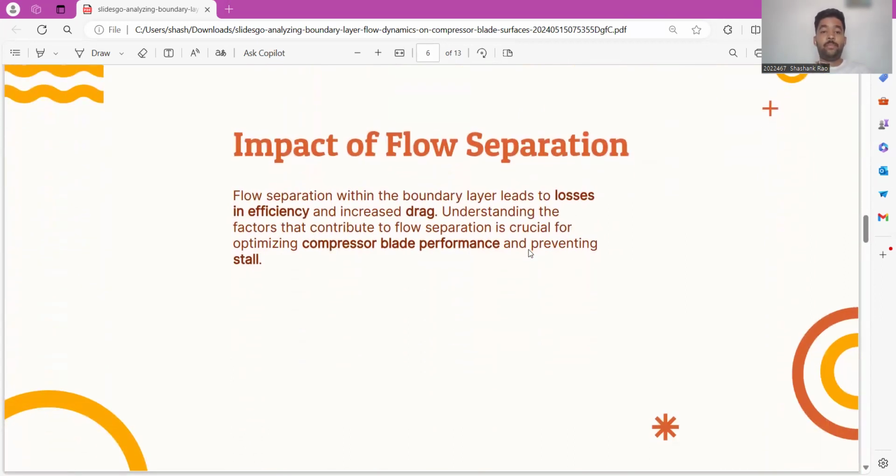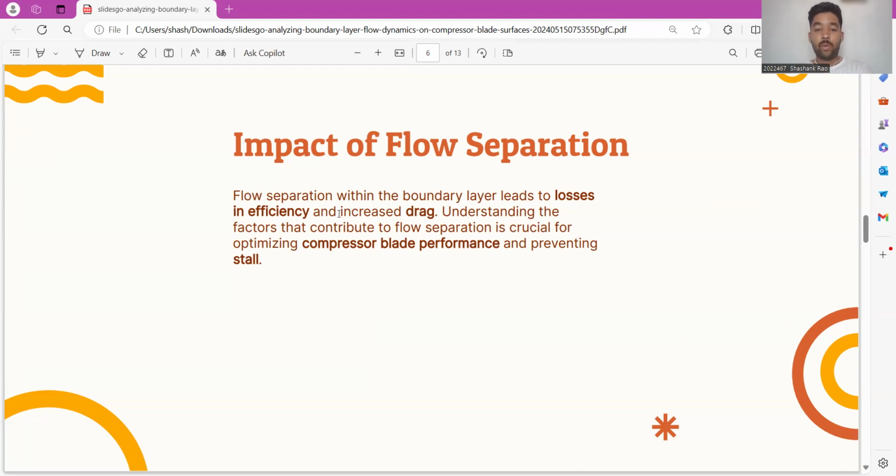Impact of flow separation. Flow separation within the boundary layer leads to losses in efficiency and increased drag. When the flow, due to the boundary layer formation, is separated from the surface, which means it does not interact with the surface, the airflow cannot be compressed, or there might be turbulence or a disturbance in the flow, which leads to losses in the efficiency of the compressor blades. And due to the turbulence or disturbance formed in the airflow, it in turn increases the drag.